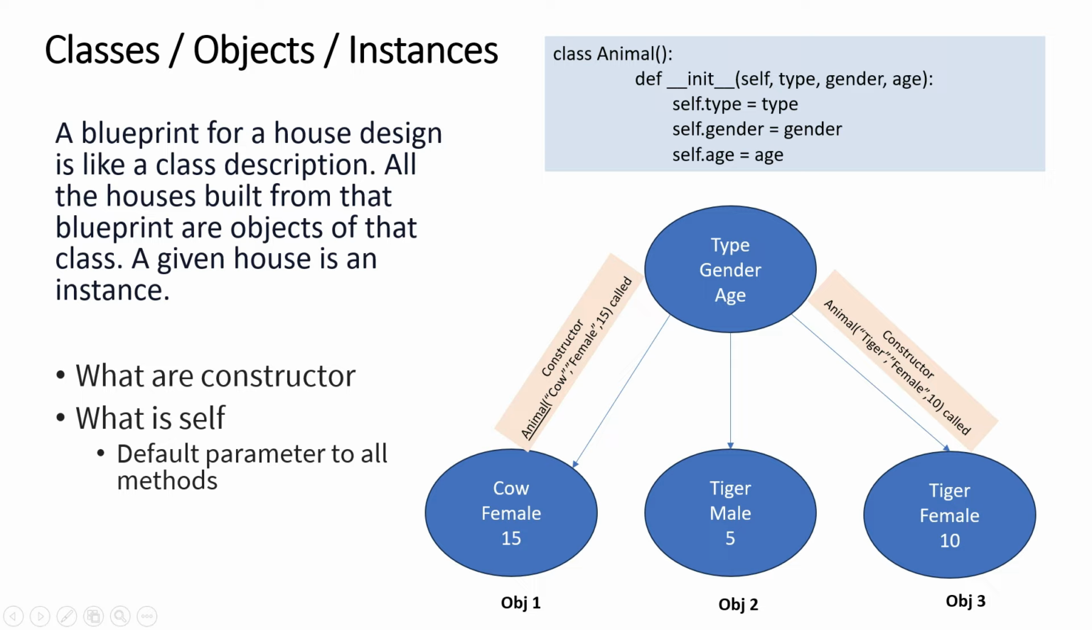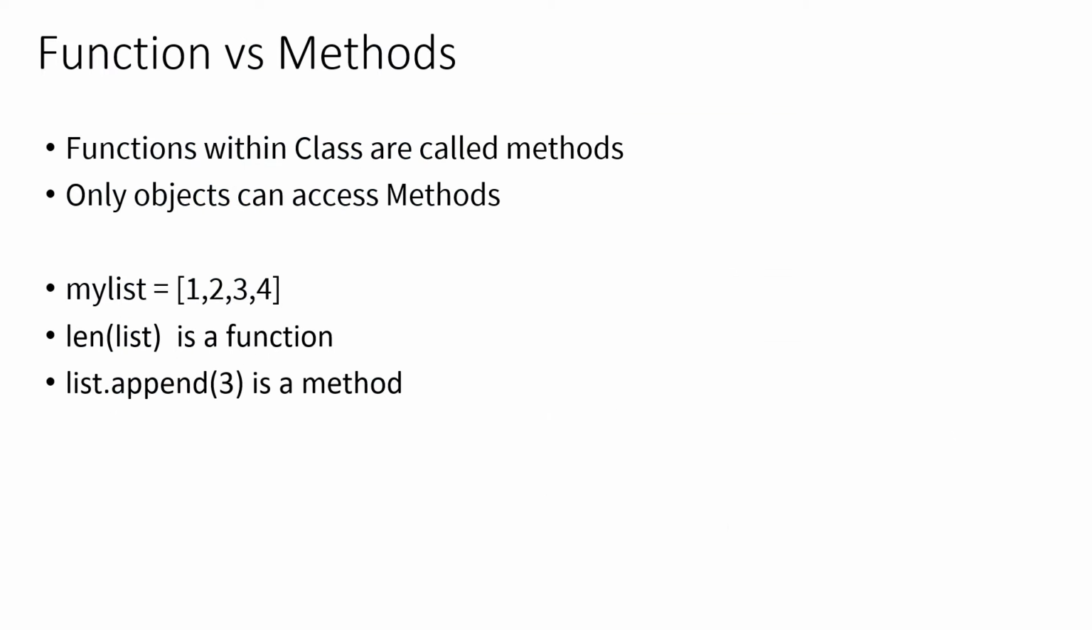Whenever you are working on any object, you would access these attributes using self dot name, self dot type, self dot gender. So self is the instance. Basically, the object that you are working on becomes self, and that is an instance. So we'll look into this. Okay, now next is function versus methods. There is no difference between a function and a method.